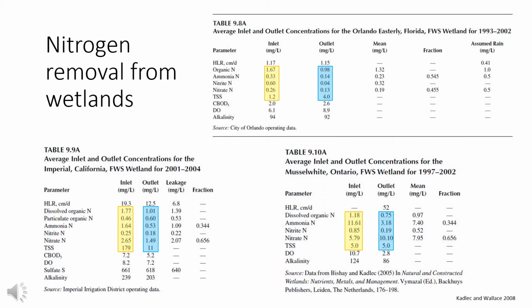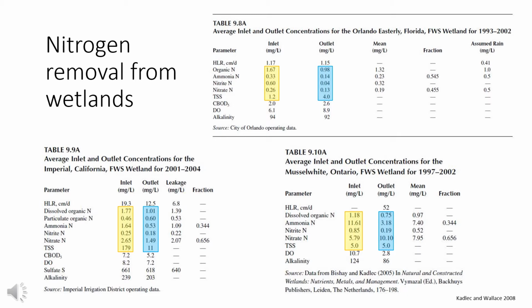So we know that wetlands are a reliable and effective method to remove nutrients from the water. These three tables are from the book Treatment Wetlands by Kadlec and Wallace, and they show different water quality parameters taken at both the inflow and the outflow of three different constructed wetlands, one in Florida, one in California, and one in Ontario. The yellow highlighted numbers show the concentrations of different forms of nitrogen, as well as total suspended solids at the inflows of the wetlands. And the blue numbers highlighted show the same water quality parameters taken from the outflows of the wetlands.